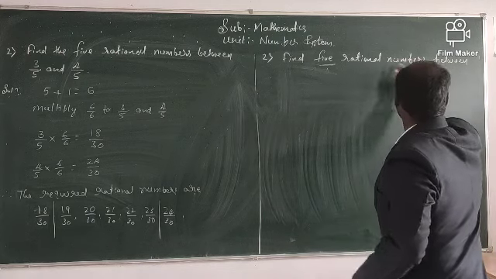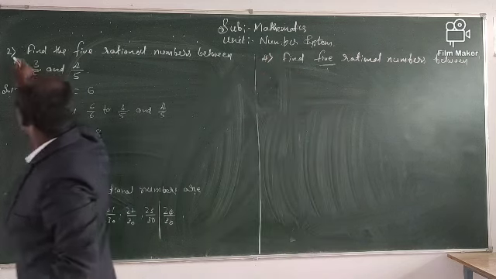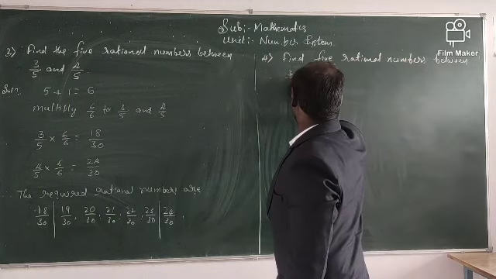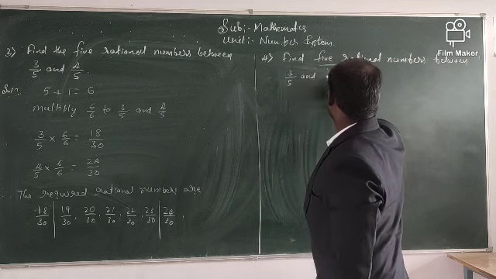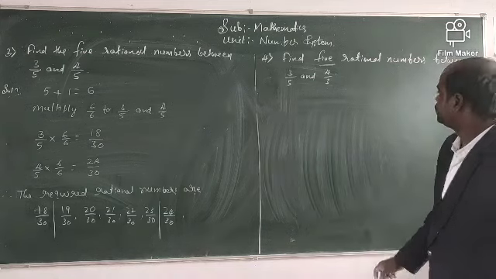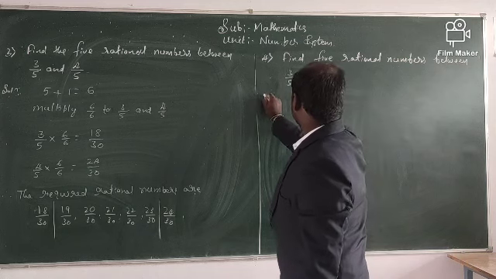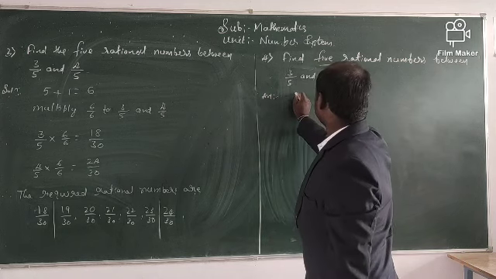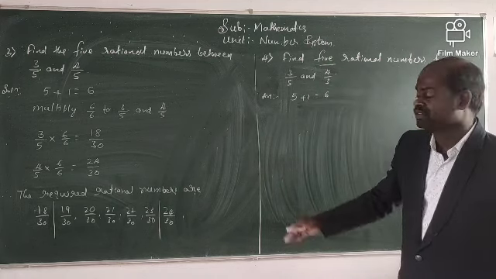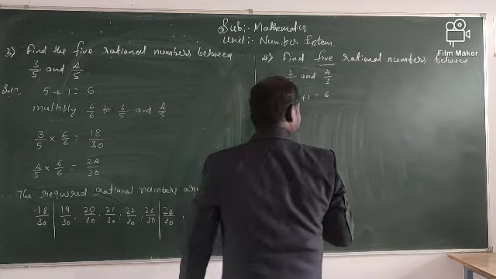See here. Find the 5 rational numbers between problem number 4. Sorry, this is the third one. Find the 5 rational numbers between 3 by 5 and 4 by 3. Okay. Same. Here are the 5 rational numbers. How many rational numbers we have to find out? 5 plus 1, which is equal to 6. If they ask 6 rational numbers means 6 plus 1, 7 means 7 plus 1. Okay, like that.